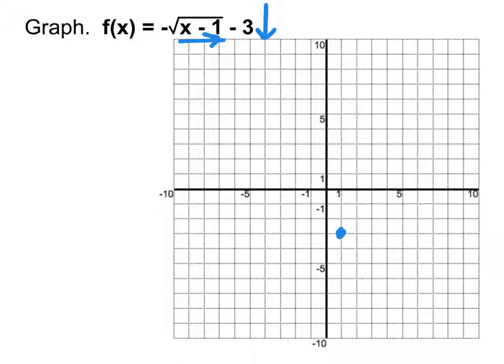So after my starting point right there, I go right 1 and down 1. And then I go right 4 and down 2 and right 9, down 3. That's where your point should be for a square root graph. Check that you have each of those plotted, then draw your graph through them.